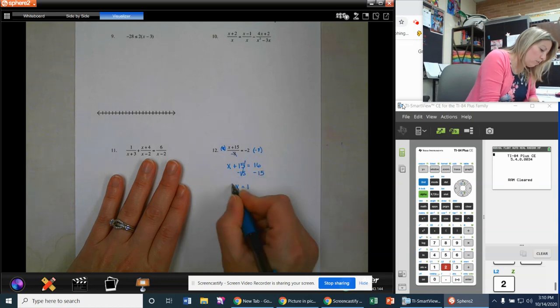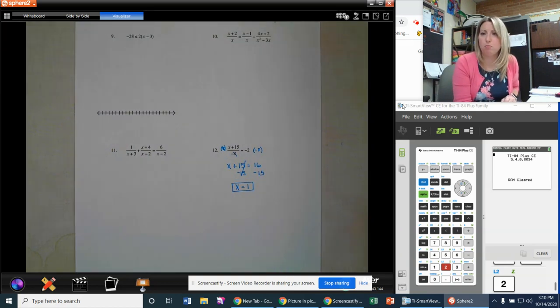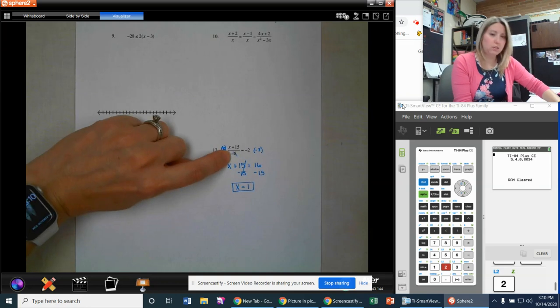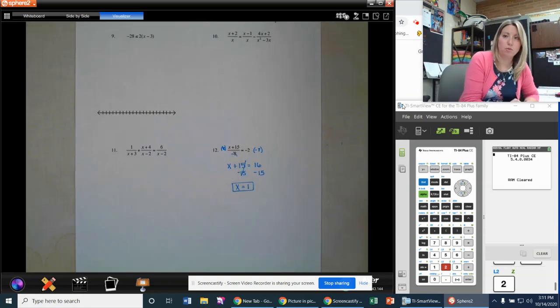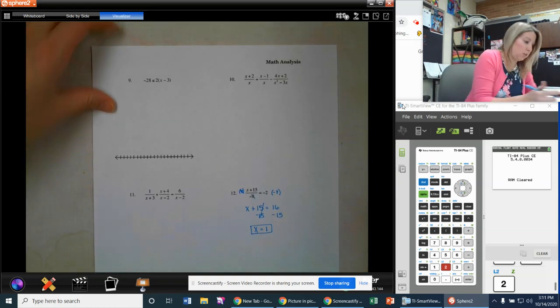Don't let a fraction panic you. That was so quick and easy. Don't let a fraction panic you. The opposite of dividing by this denominator is multiplying by the denominator. Okay, don't let that panic you. Distribute up here. Let's do the easy ones.